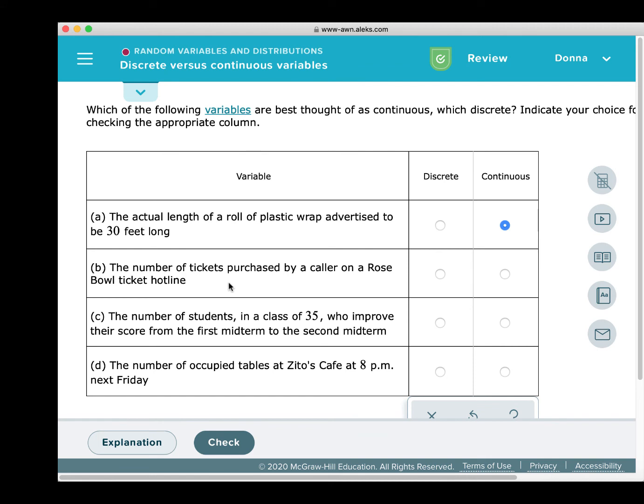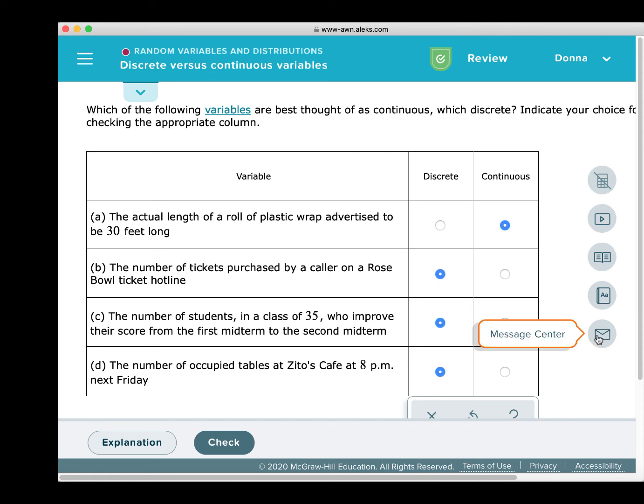The number of tickets purchased by a caller on a Rose Bowl ticket hotline. Oh, we see that again. So that's discrete. Oh my goodness, these are like the same problem. When I'm in student view, they don't vary them as much, so I apologize. And then the number of occupied tables. Oh my goodness, it's like identical.